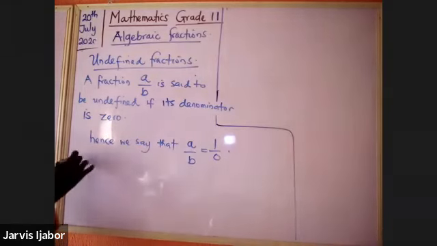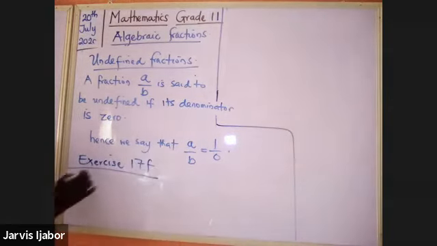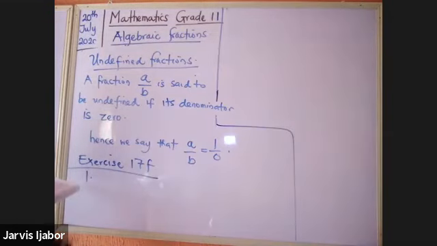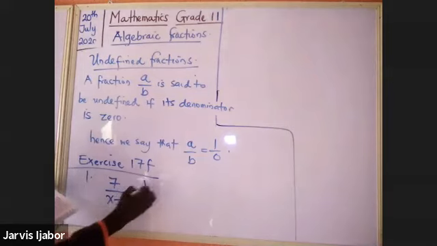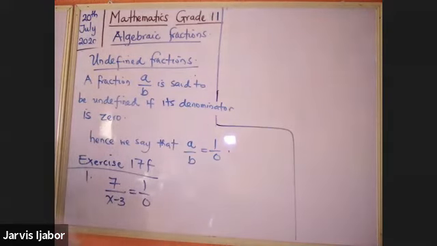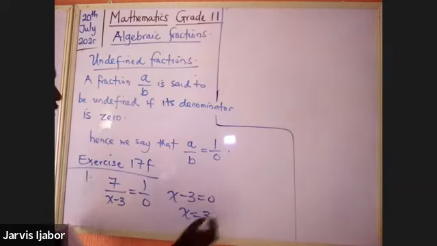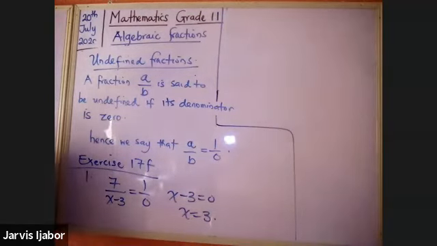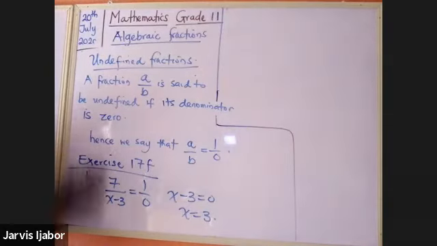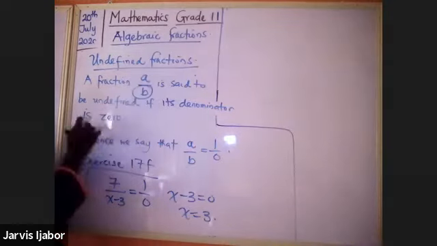If you look at exercise 17F, the first question there says, express the values of x for which the expressions are what? Undefined. It means that 7 over x minus 3 will be equal to 1 over 0. That's what it means. And from this, it will mean that x minus 3 will be equal to 0, and as such, x is equal to what? 3. So the value for which this equation is undefined will be the value such that x is equal to what? 3. And that's how we said here that a fraction is going to be undefined if its denominator is what? 0.